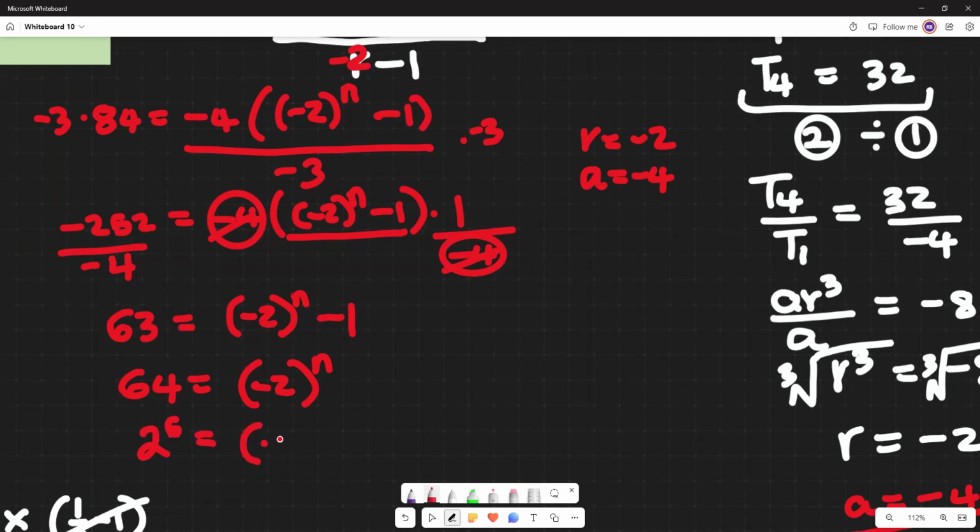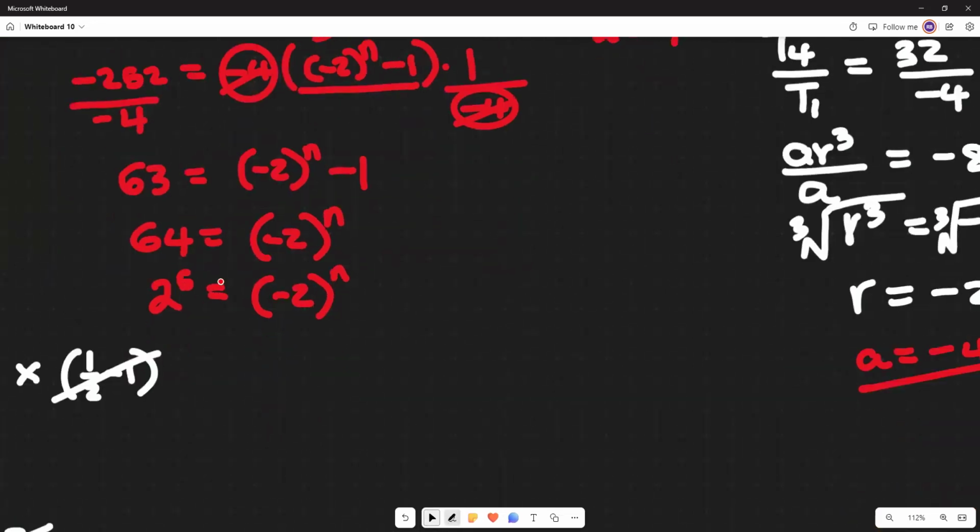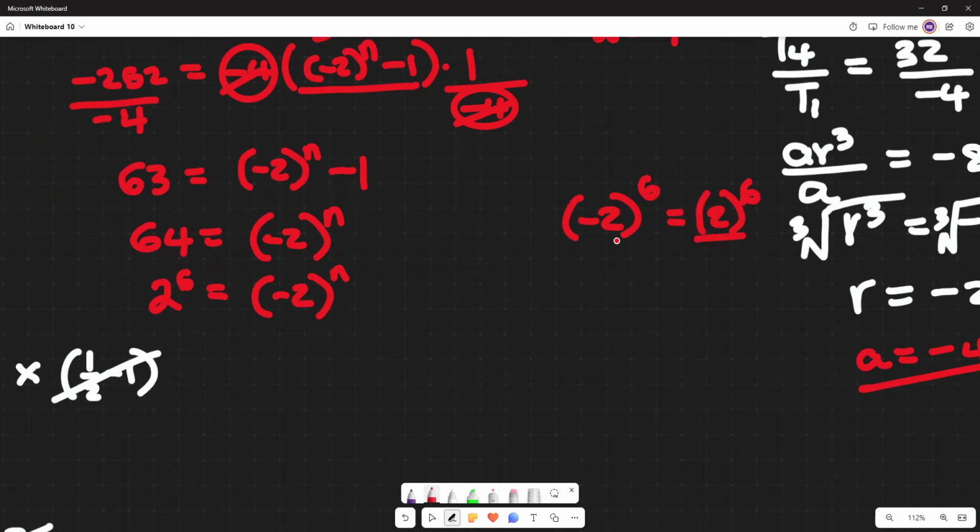Then this side you have negative 2 to the power n, right? And then now the good thing is, if the exponent is even, it doesn't matter what the base is. For example, negative 2 to the power 6 is exactly the same as 2 to the power 6. These are going to give you the same exact answer. So we can conclude that the bases cancel, therefore n equals 6.